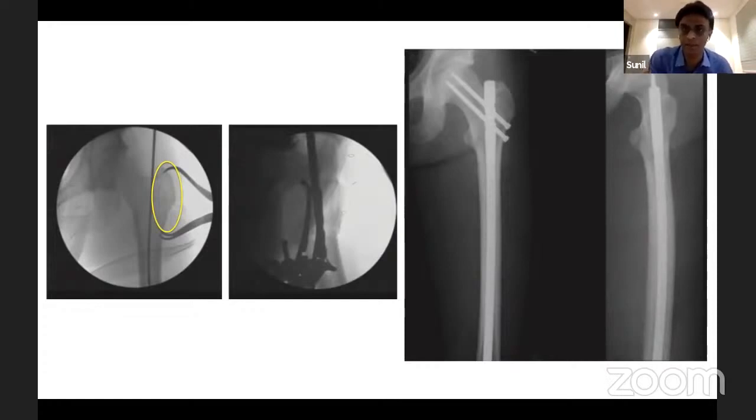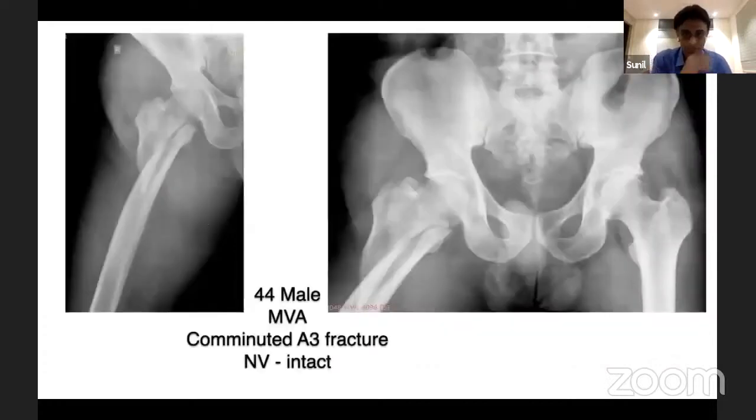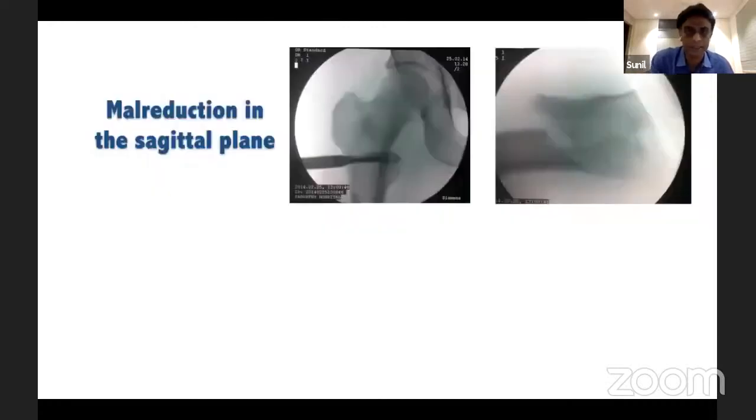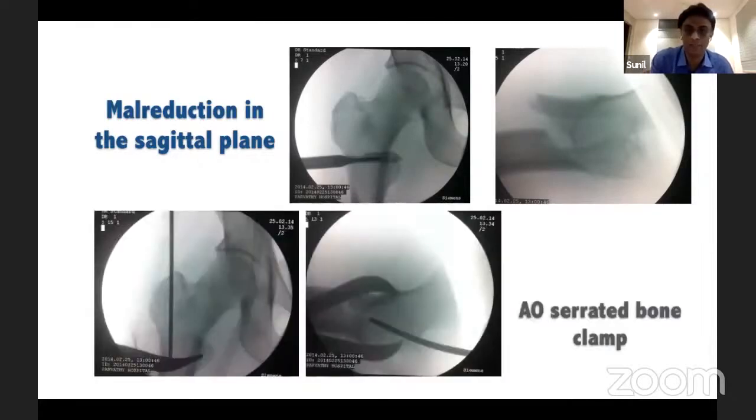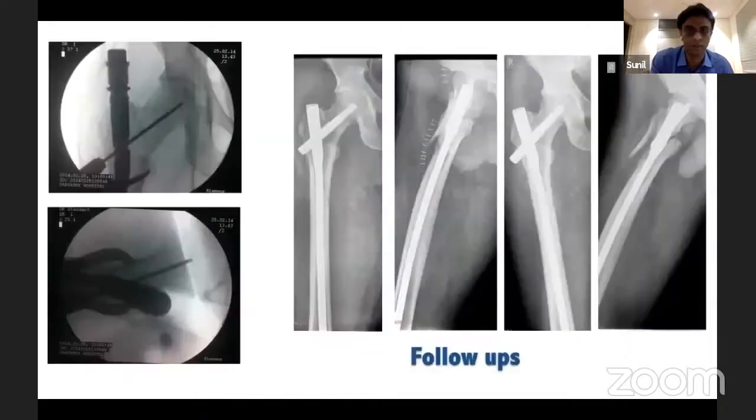So what you require in these fractures in young patients is the recon type of nails, which have a much lower profile. So this is another male, a 44-year-old with a comminuted A3 type fracture. Again, as you can see, you have a fracture of the lateral wall as well, which appears to be a separate fragment. If you look at it on the AP, it looks reasonable, but on the lateral plane, you have a malreduction. So here we put a small incision and then the serrated clamp goes there, reduce it, clamp it anatomically, and then nail it.